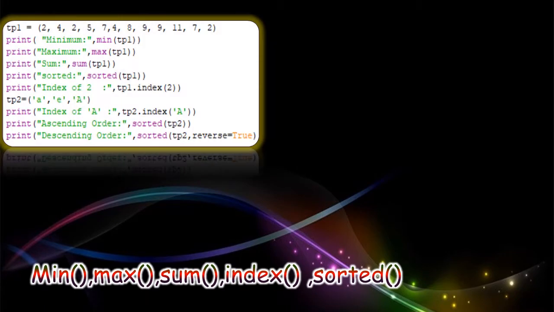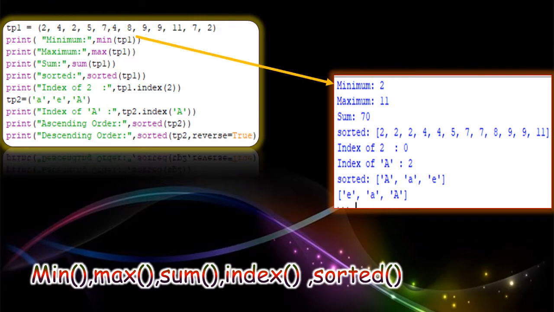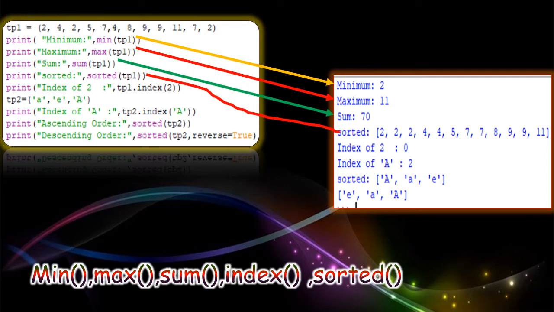And min, max, sum, index, sorted. So tuple 1 is assigned. The minimum value of the tuple is 2 and the maximum value is 11, and the sum of all those values gives the answer 70. And sorted means it will be arranged in ascending order. And for tuple 1 index of 2, actually 2 appears in 3 places in tuple 1, but the first position is position 0, so the answer is 0.